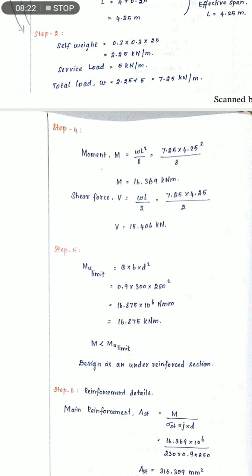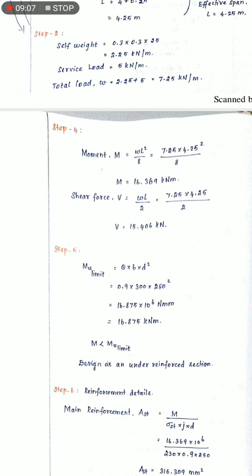Okay, so suppose if m is greater than Mu limit, then we will go for a doubly reinforced beam, that is an over reinforced section. Here we compare m and Mu limit values. The m value is 16.369 kilonewton meter, and Mu limit is 16.875 kilonewton meter. So m is less than Mu limit. Mu limit means maximum, ultimate, extreme.